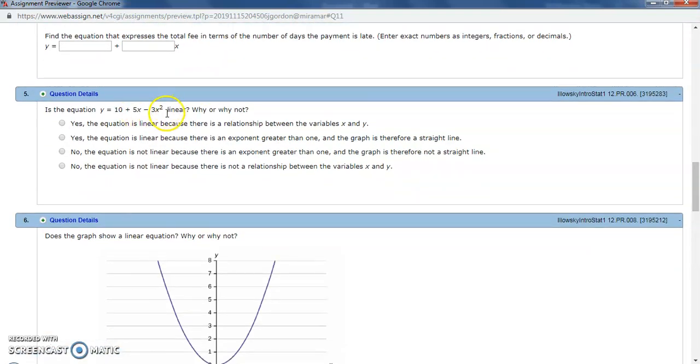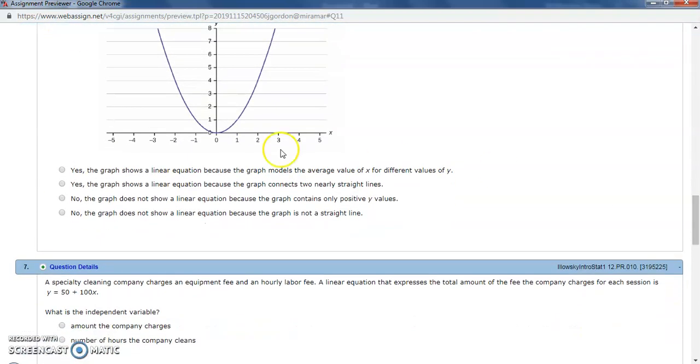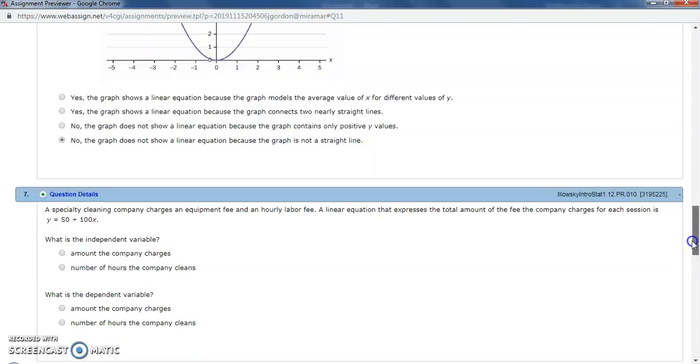This one's not linear because of the squared, the exponent greater than 1. Same with this one, it's not linear. It's a parabola. So the graph does not show a linear equation because the graph is not a straight line.